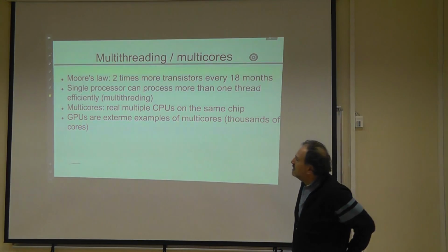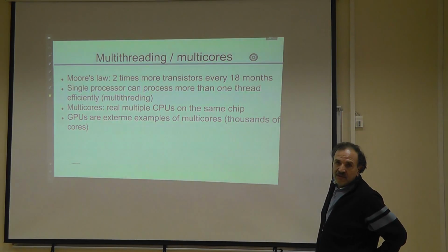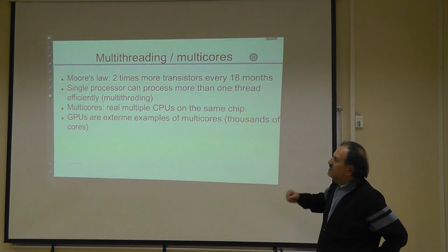When you make the CPUs faster, they heat up, they use more power, and that's a problem. Sometimes they don't want to do this. They don't want to make it faster.